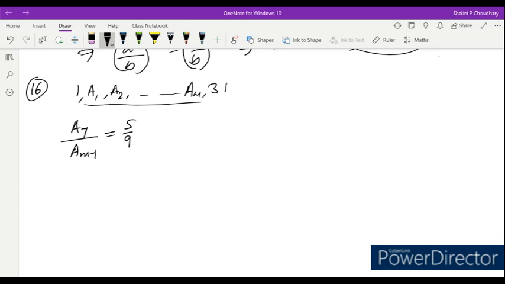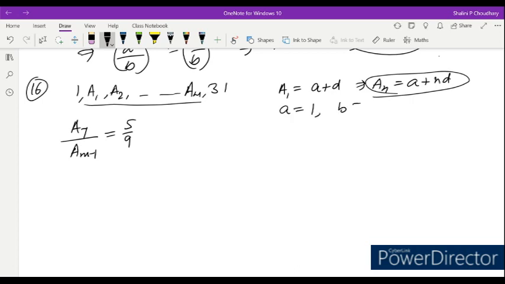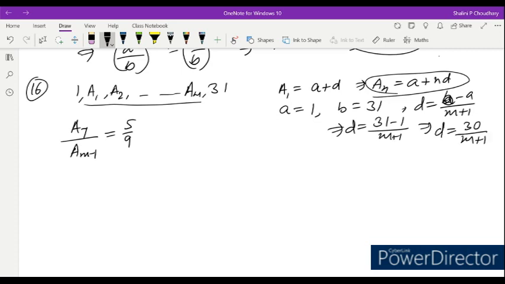Okay, and as we know, a1 will be a plus d, and an will be a plus n d, right? Okay, and here a is equal to 1, b is equal to 31, so the value of d will be equal to (b minus a) upon (m plus 1). So d will be (31 minus 1) upon (m plus 1). So d will be 30 upon m plus 1.